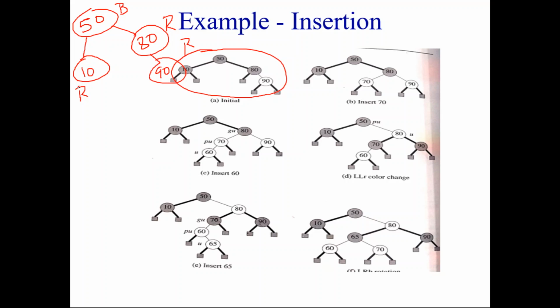You should go for recoloring. Which one should be recolored? Should the leaf node be recolored? No, this will remain 90. We won't recolor the leaf node. So this 80, the parent, will become black, and the parent's sibling also will become black. And the grandparent, if it is not a root node, you have to make it red, but currently the grandparent is a root node, so leave it. So after inserting 90, these colors will change like this.